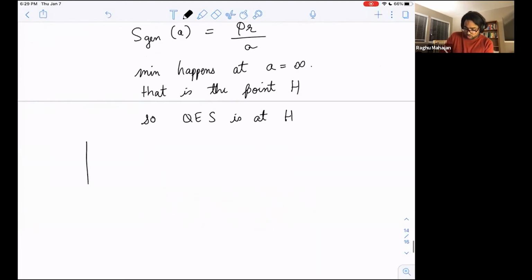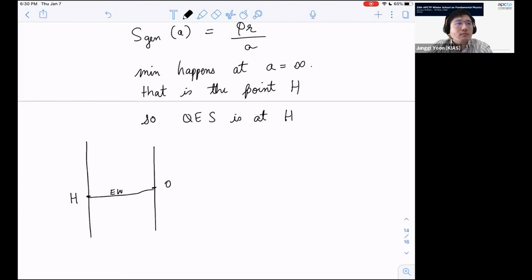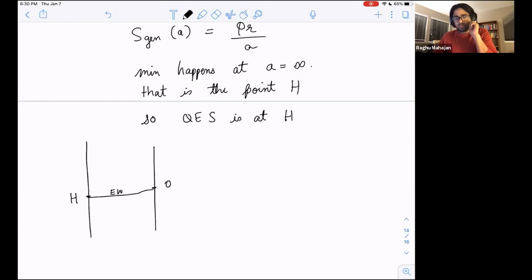So just to draw this again, we have our AdS2, we have the point O, and we just found the QES all the way here. And this ES is the entanglement wedge. So this is just a sanity check. There is nothing very surprising here. Okay, in the last one minute, I will compute a second QES, but we will get into the meaning of that more next time.